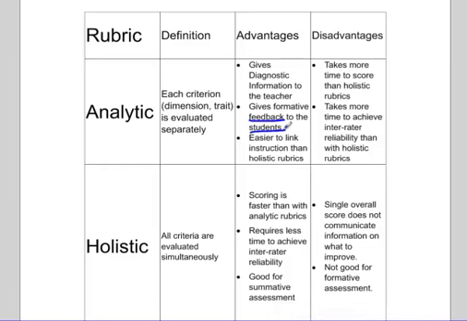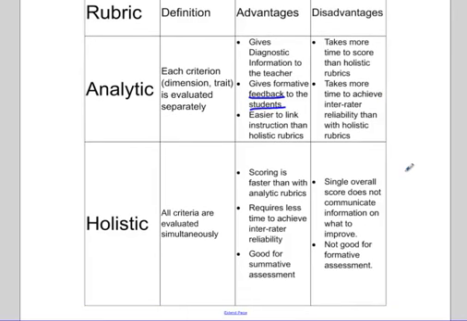And this is important. It helps the students improve if they understand exactly where their issues are and what they're doing wrong. From an instructional standpoint, it takes more time to score because you are scoring each section individually. It also takes more time to sort of achieve interrater reliability, or how does work compare to the other students in the class. The other type of rubric is the holistic rubric, where everything is evaluated simultaneously.